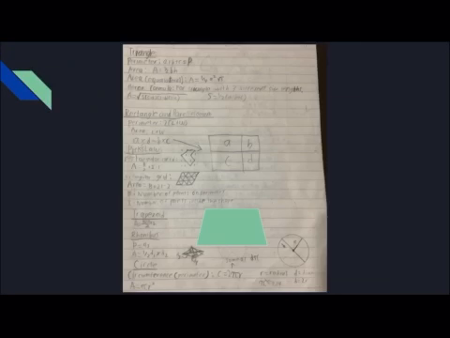Then we have rectangle and parallelogram. You should probably know the area and perimeter. You should definitely know that. And this is pretty simple. There are a few problems in competitions about this.